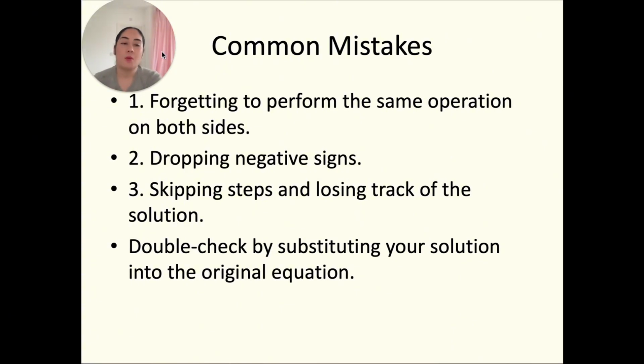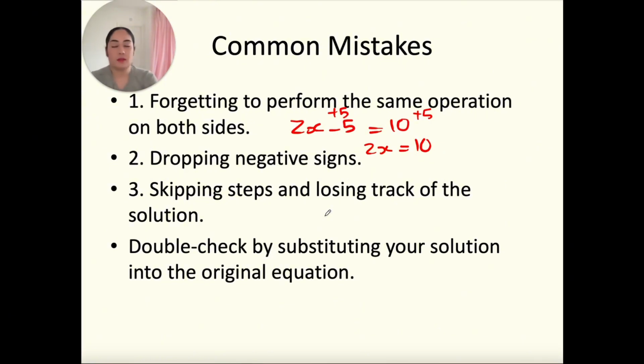So here are some common mistakes to watch out for. Forgetting to perform the same operation on both sides. For example, if we have something like 2x minus 5 is equal to 10, and I'm doing plus 5 on this side, it's very common that students will go with 2x is equal to 10, and forget that they meant to add the 5 on this side as well. Whatever happens to one side of the equation will always happen to the other as well. Very common mistake, so watch out for that one.